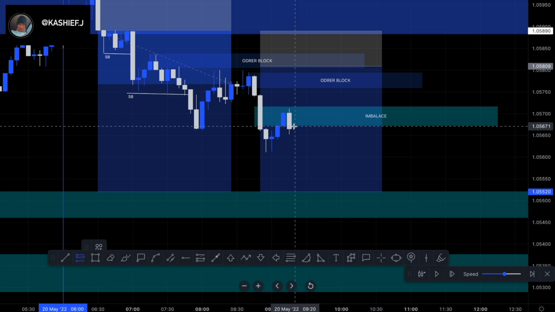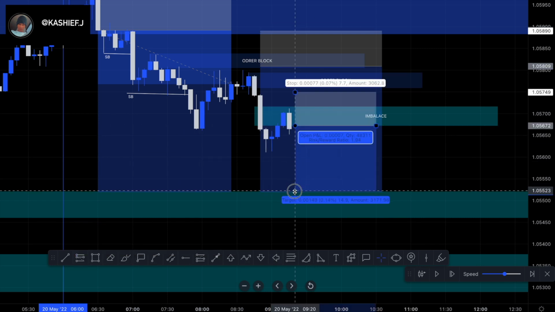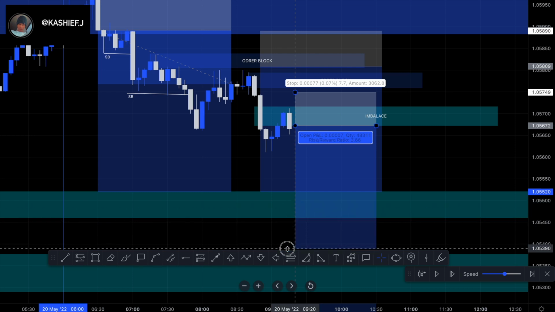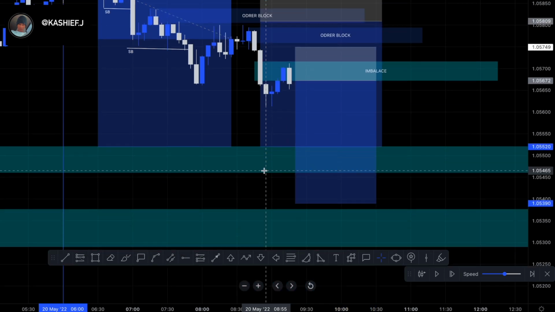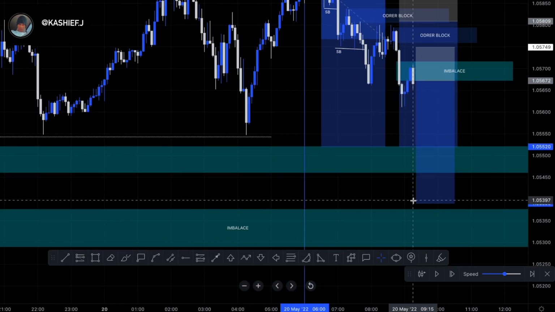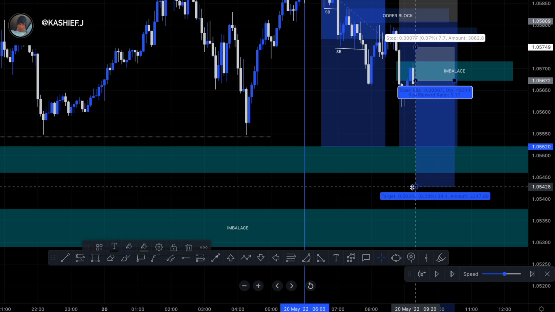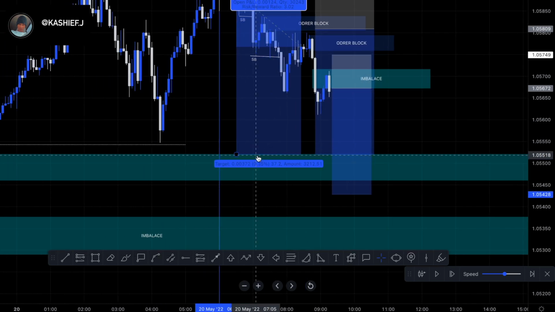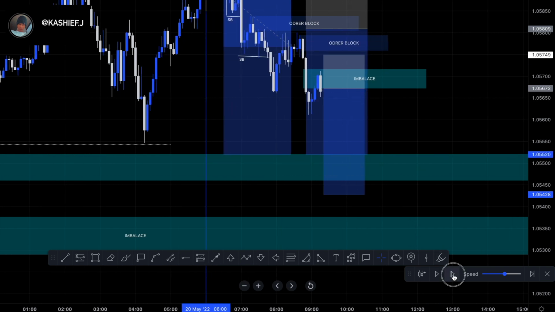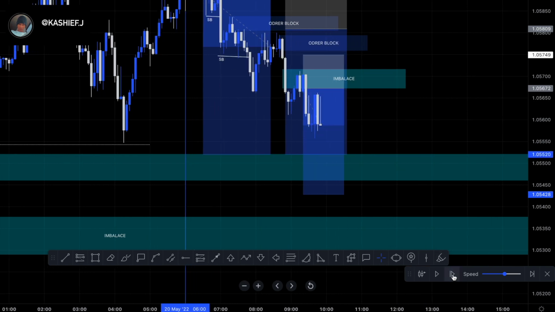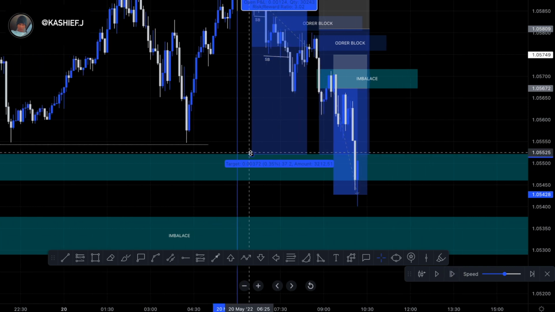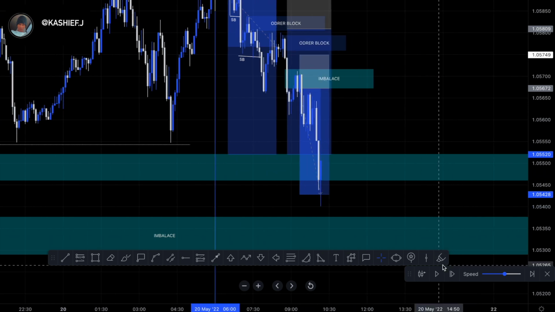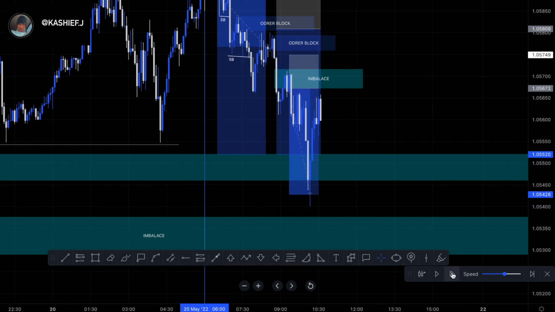That's when I took my next entry, which was a 26 pip target somewhere here. This TP was already set to here below already. So boom, boom, boom, the market cleared this area, cleared the liquidity, hit all three TPs, and then look at this, boom, back to the upside.